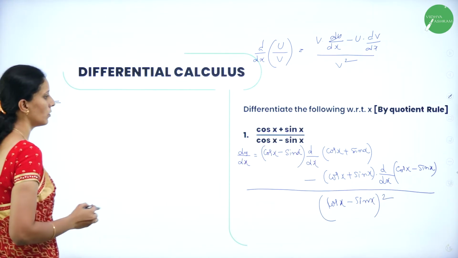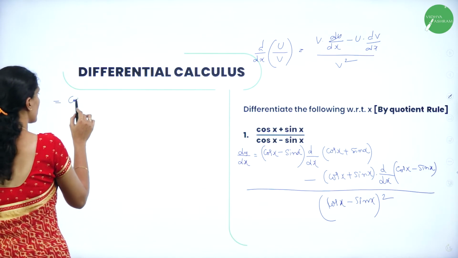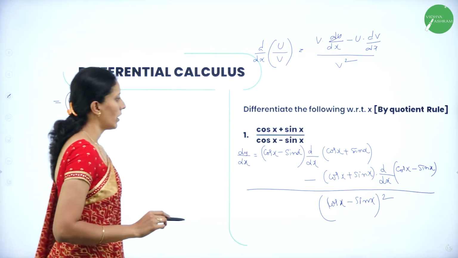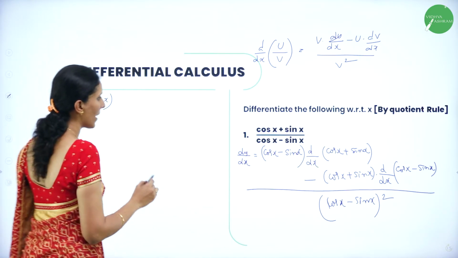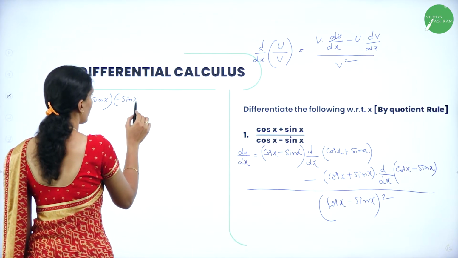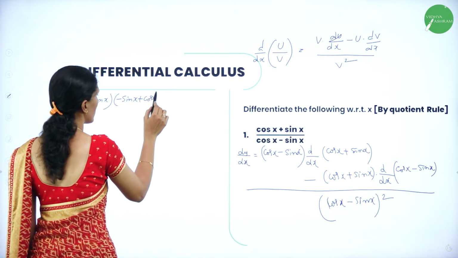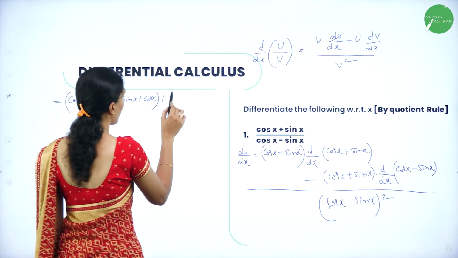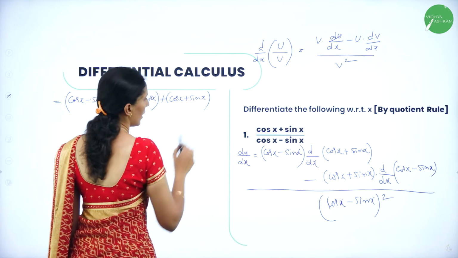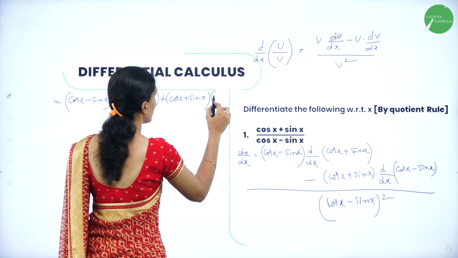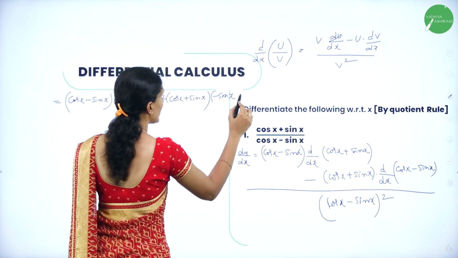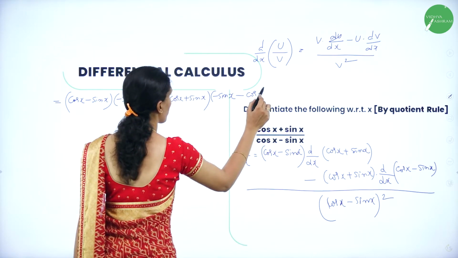That is equal to cos x minus sin x into derivative of cos is minus sin x and derivative of sin is cos x. Similarly, here we have cos x plus sin x into derivative of cos is minus sin x, derivative of minus sin is cos x.